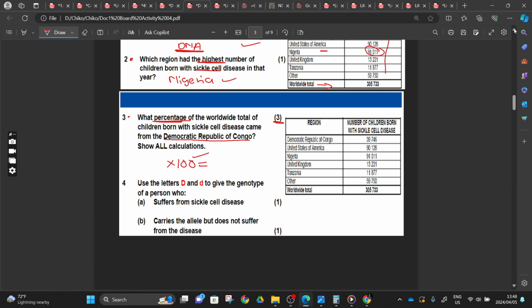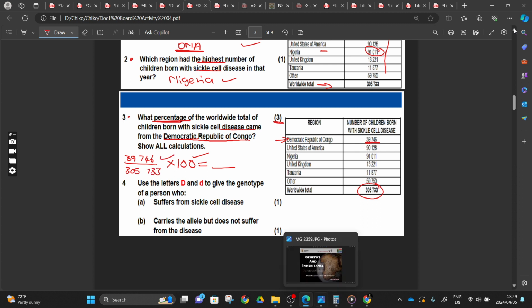So now, one mark will be the total, and another mark will be your division line here, the amount that you divide. So they want the disease that came from the Democratic Republic of Congo. We go to the diagram and we see, yes, the Democratic Republic of Congo, and the number who were born with sickle cell were 39,746 divided by the total, because we want the percentage of all worldwide, right? So we'll divide it by 305,733. So this will be your answer there.